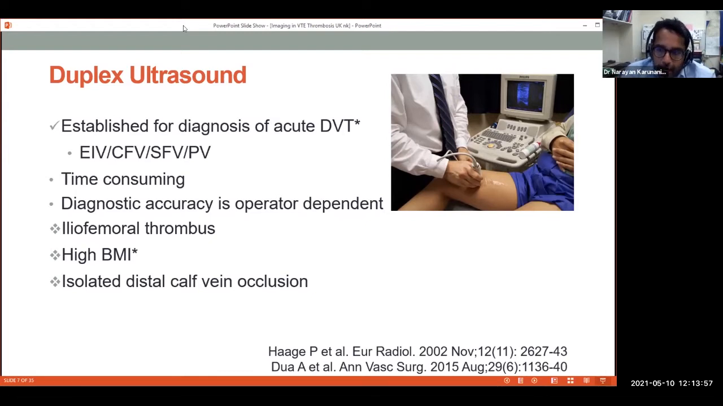And there are certain times when it can prove difficult, especially when clot extends above the inguinal ligament up into the iliac veins, or if a patient has a high BMI. Those instances can prove difficult to diagnose with ultrasound alone, and also in the setting of an isolated calf vein occlusion.